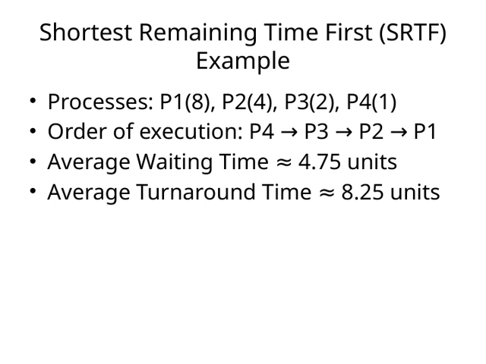Speaking of which, the average waiting time here is approximately 4.75 units. That means, on average, processes spend about this much time waiting before they get executed. Additionally, the average turnaround time, which includes both waiting and execution, is roughly 8.25 units. These figures highlight how SRTF can improve responsiveness and reduce overall waiting time compared to other scheduling methods. When we connect this to the broader theme of process scheduling, it's clear that choosing the right algorithm can significantly impact system performance and efficiency.